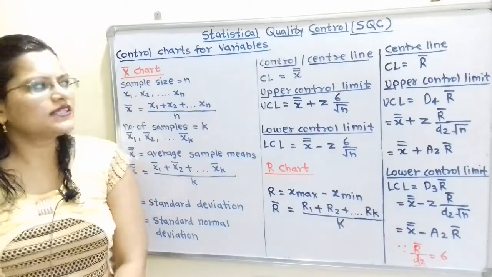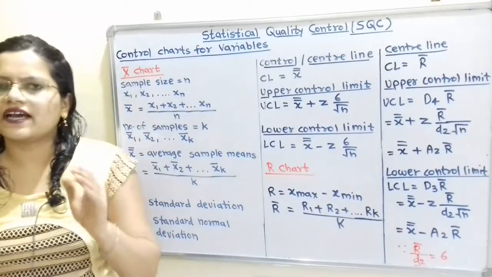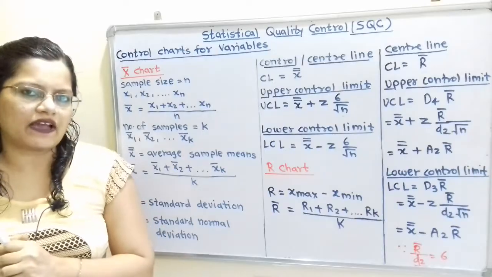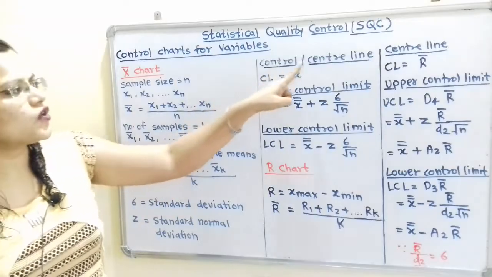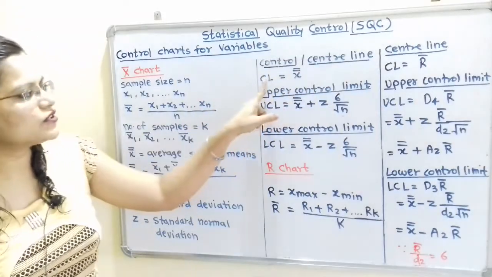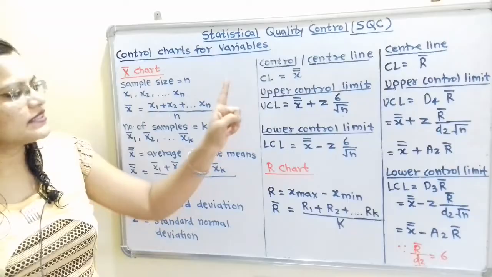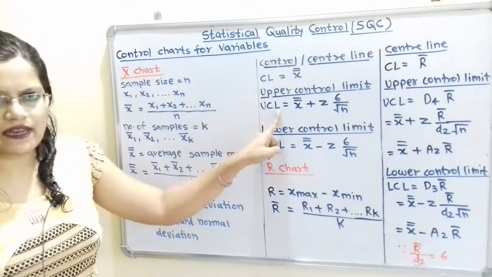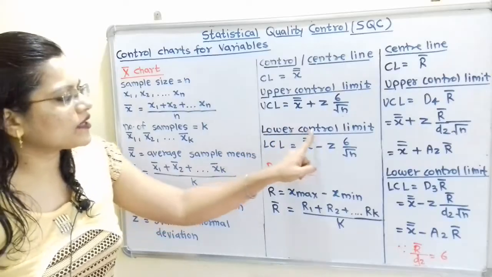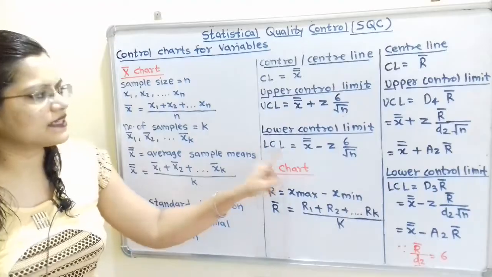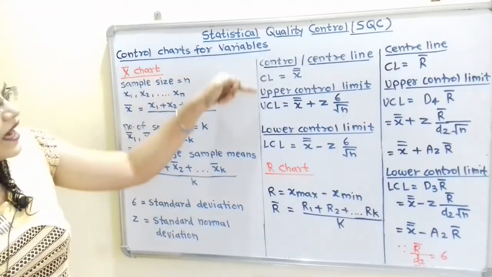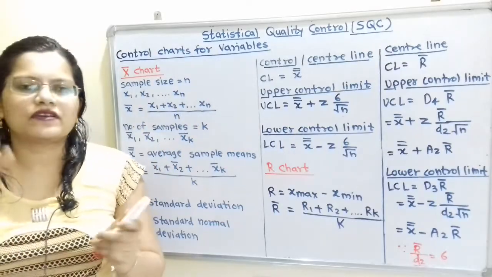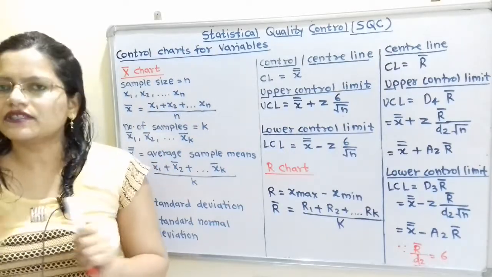Now to draw this x bar chart, there are three parameters required. First one, the control or center line, which is known as CL. Second one, the upper control limit, that is UCL. And third one, the lower control limit, that is LCL. So these are the three important parameters to draw the X bar chart.